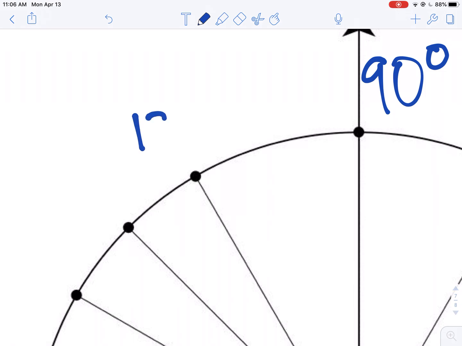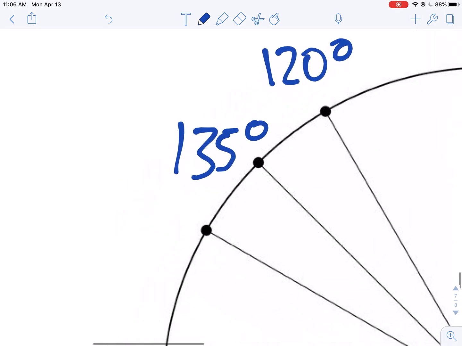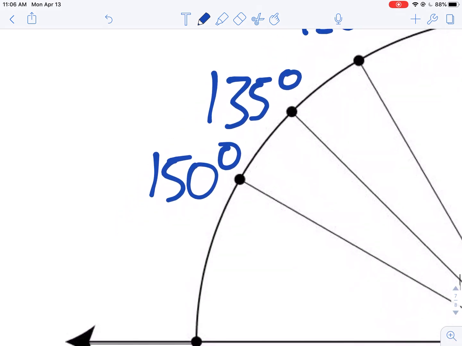That's going to be 120 degrees. This angle, I'm going to add 45 to that 90 degrees to get 135 degrees. This next angle, I'll add 30 degrees to that 120 degrees to get 150 degrees.